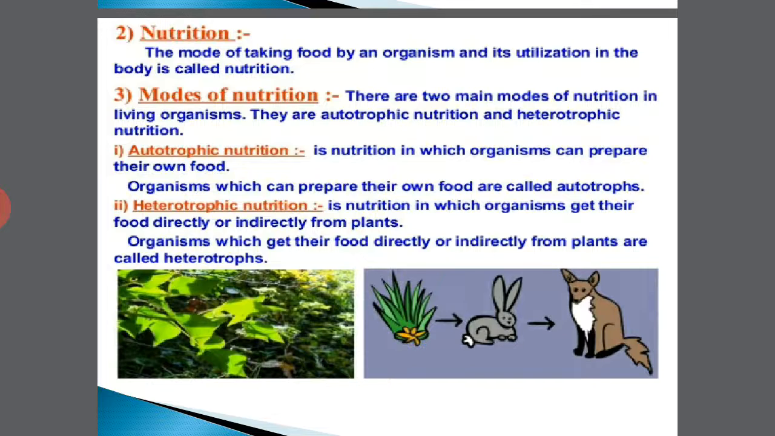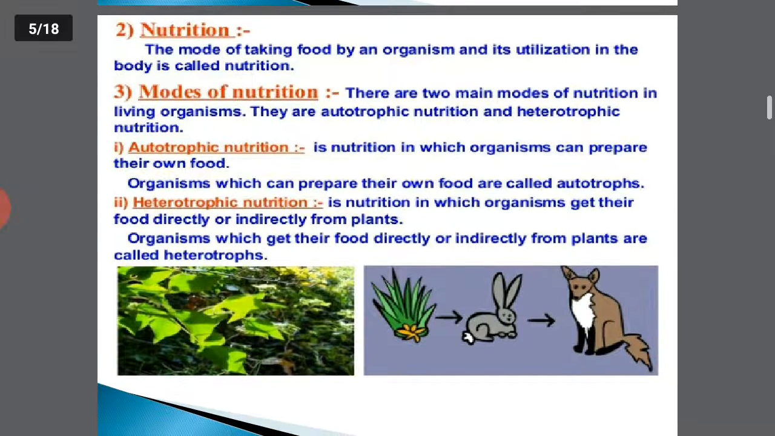There are two main modes, and then further sub modes of nutrition. Autotrophic nutrition is one in which organisms can prepare their food by themselves. Plants have this type of autotrophic nutrition. Heterotrophic nutrition is one in which organisms cannot prepare their food by themselves, and they are directly or indirectly dependent on plants. Human beings as well as animals come in the category of heterotrophic nutrition, and such organisms are called heterotrophs.